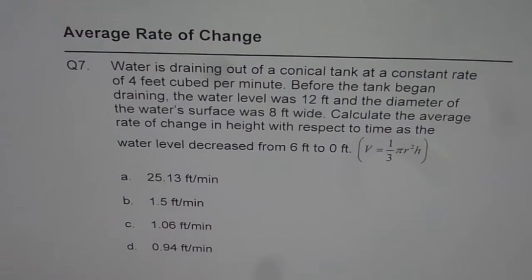Water is draining out of a conical tank at a constant rate of 4 feet cubed per minute. Before the tank began draining, the water level was 12 feet and the diameter of the water surface was 8 feet wide. Calculate the average rate of change in height with respect to time as the water level decreased from 6 feet to 0 feet. That means it emptied, right?